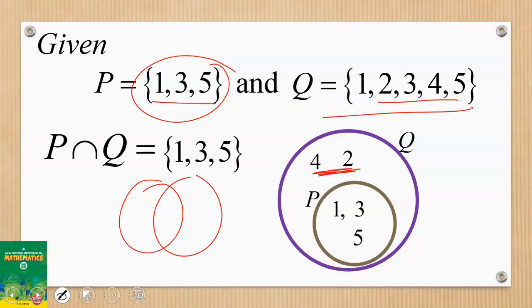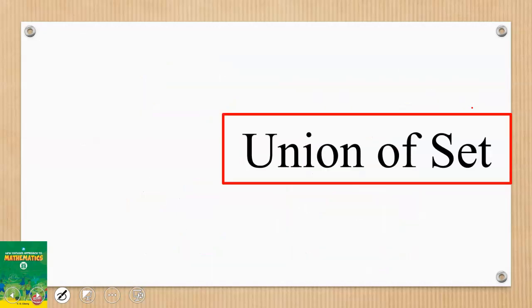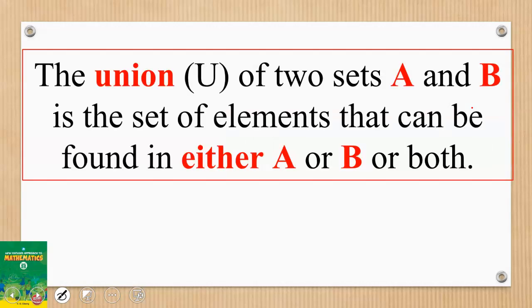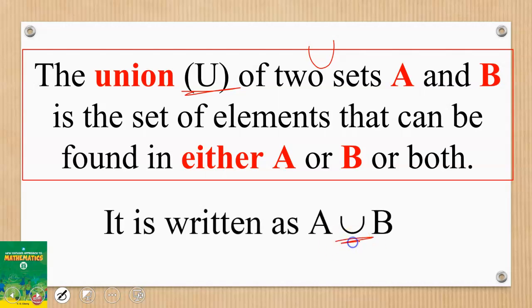Okay, now let's look at union of sets. When we talk of union of sets, we use the symbol, which is not exactly U, but curves a bit like this one. The union of two sets A and B is a set of elements that can be found in either A or B or both. So it can be either A or B or both. And it is written as A union B.